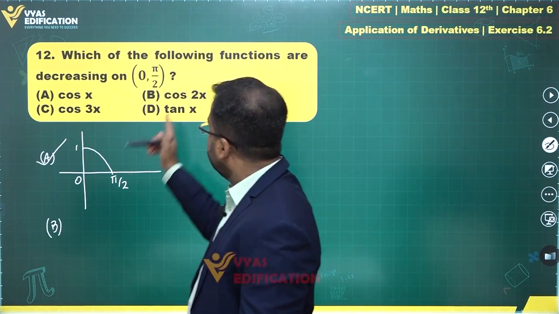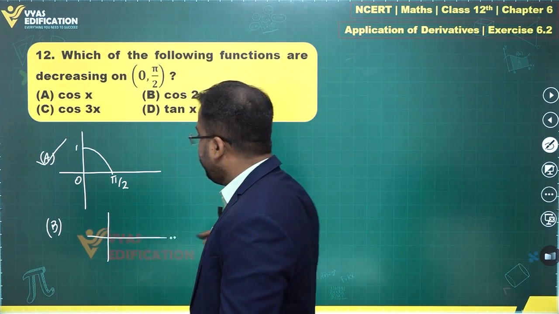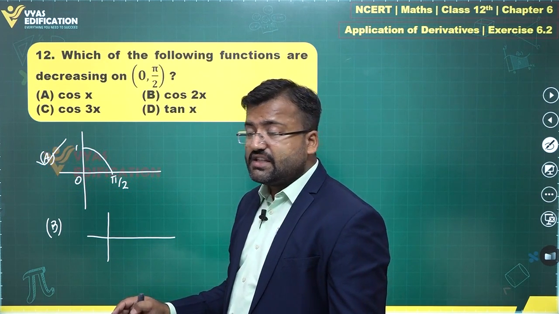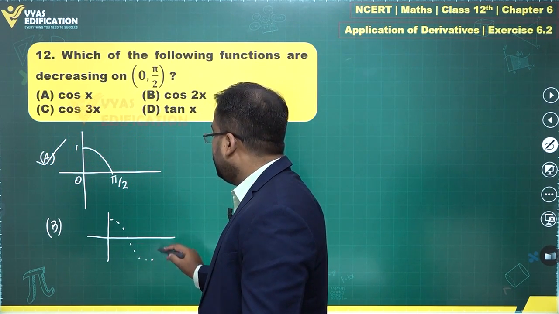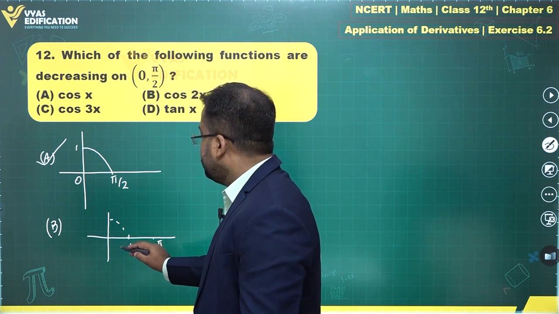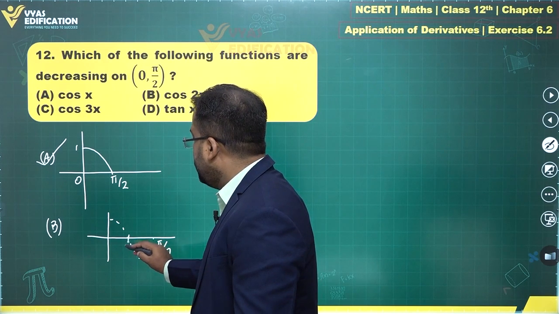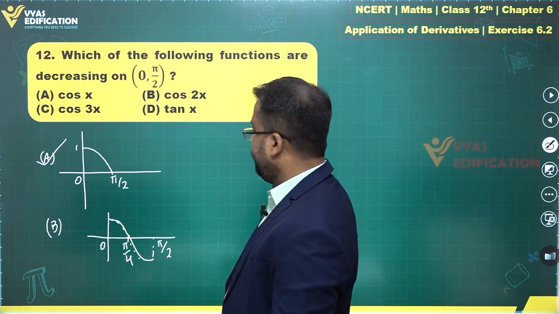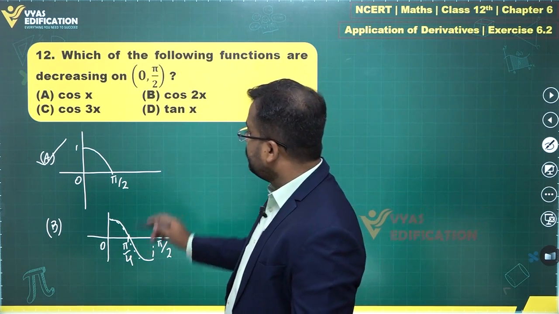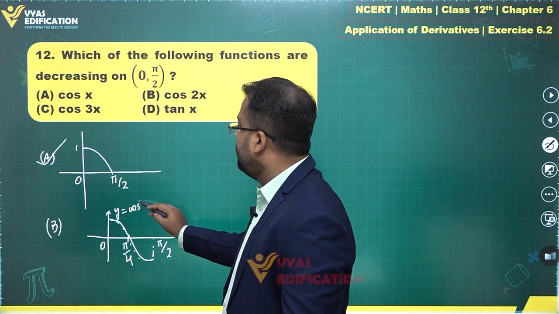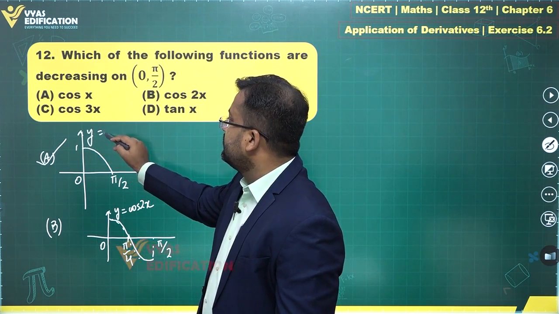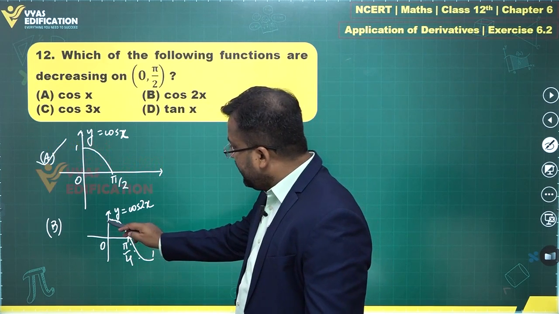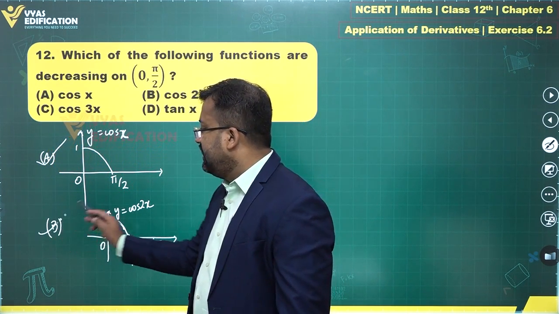Part B says cos 2x. Now the graph of cos 2x. For drawing the graph of cos 2x, first we draw the graph of cos x and we divide all values on the x-axis by 2. So I am drawing up till pi. This is pi by 2 and dividing by 2 will be pi by 2. Pi by 2 by 2 will be pi by 4. This is 0. Right? This is the graph of this function y is equal to cos 2x. This is the graph of y is equal to cos x. And you may observe that this function is decreasing. Yes. This function is also decreasing.